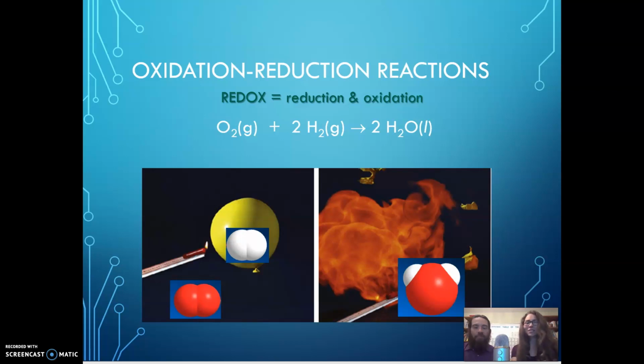This is Professor Victoria and Professor Corey, and today we're going to be talking about oxidation reduction reactions.